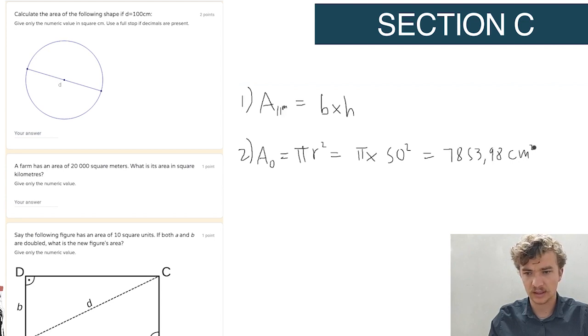Okay, so they tell us to only give the numeric value, so leave the centimeters out, and a full stop for the decimal, so it'll be 7853.98.